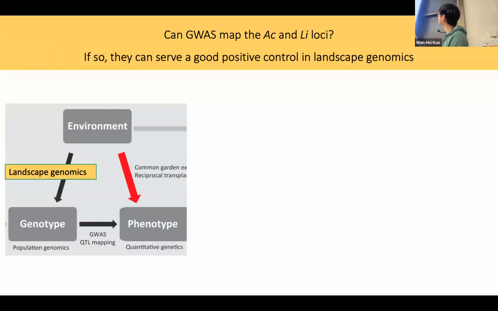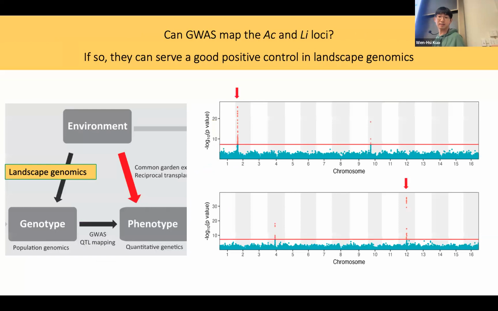So far we used the cyanogenesis cline to build a connection between environment and phenotype. And then we want to make it comparable to landscape genomics. We still need to bridge this gap, the phenotype and genotype. So that is GWAS. We use the same data set and we successfully detect strong genetic signals for the AC and LI phenotype. And the locations are consistent with our previous knowledge.